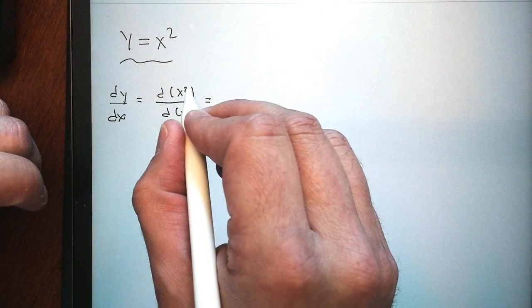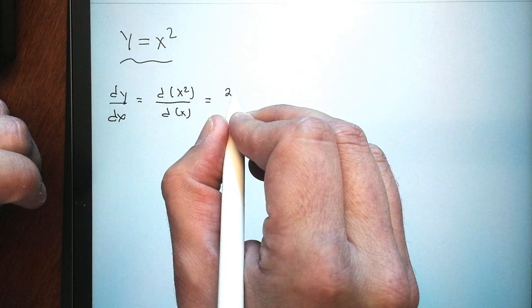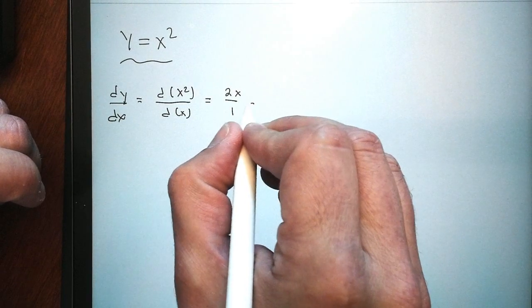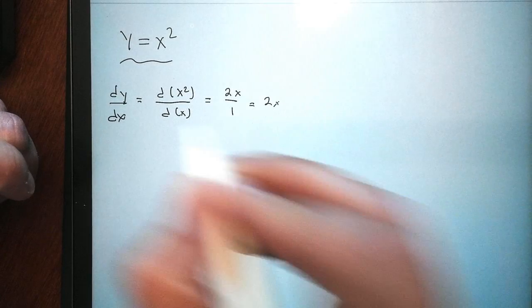Well, what would be the derivative of x squared? It would be 2x. Well, what's the derivative of x? It's just 1. So my derivative would be 2x.